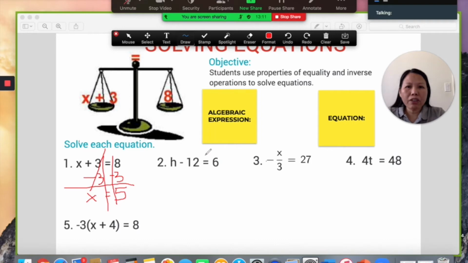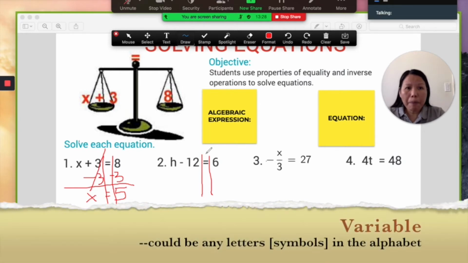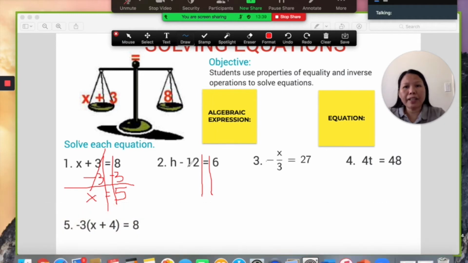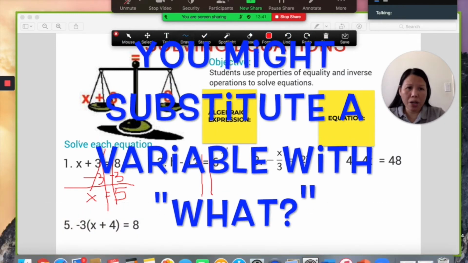Again, before I start solving, I draw a river line. This is h minus 12 equals 6, and that reminds me to tell you it's not always going to be the variable x. It could be any variable of the alphabet: a, b, c, z, x, y, anything that is missing from the problem. That's what we're looking for. You might say, what minus 12 equals 6? And the "what" stands for the variable. However, we're going to do it in the algebraic way, because later on we need these steps to solve more complex problems.